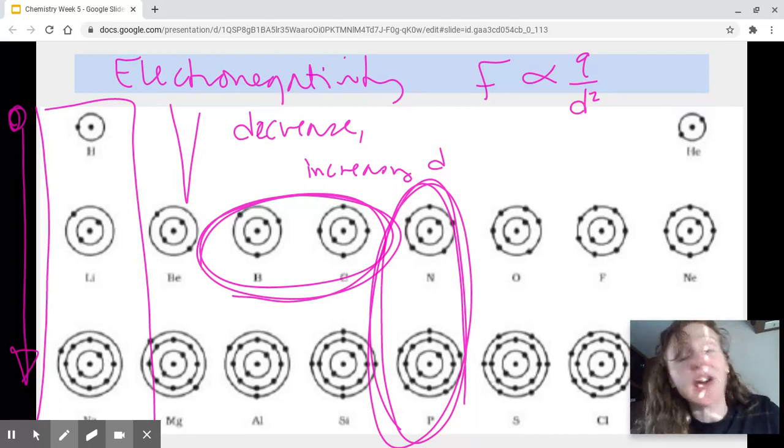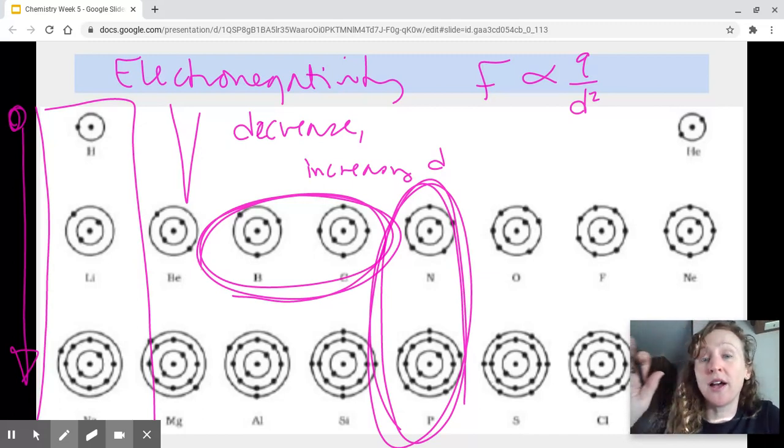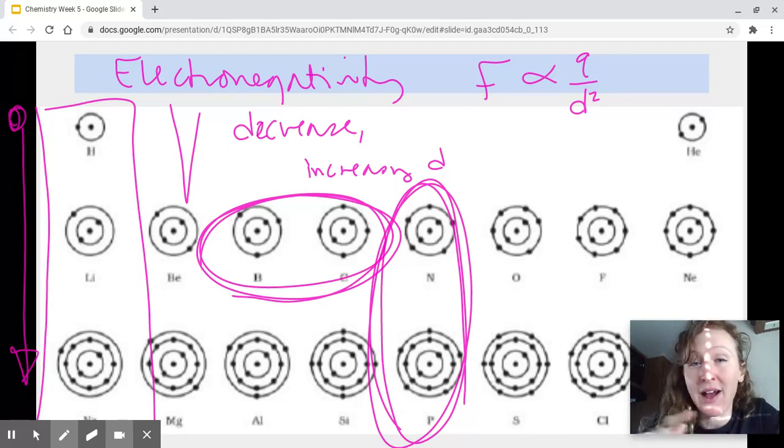All right, and those are our main periodic trends. We've done atomic radius, we've done ionization energy, and we've done electronegativity. So let's do a little practice with that. Send me your questions, and then once we get into talking about ions, we're going to return to the periodic trends and talk about how they change slightly for ionic radius.